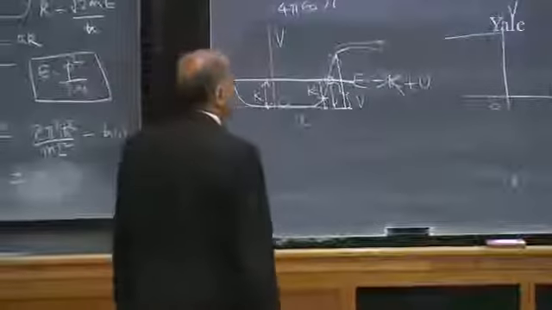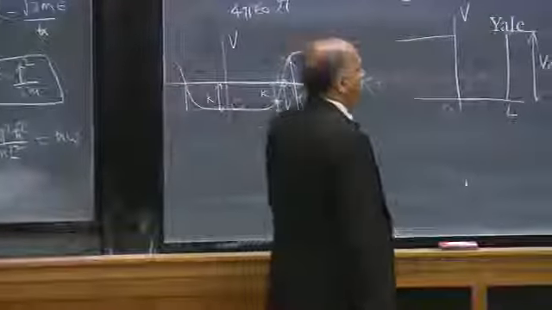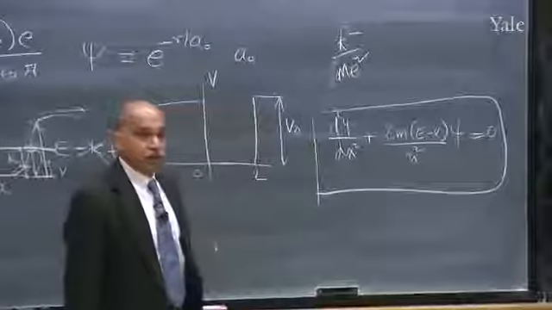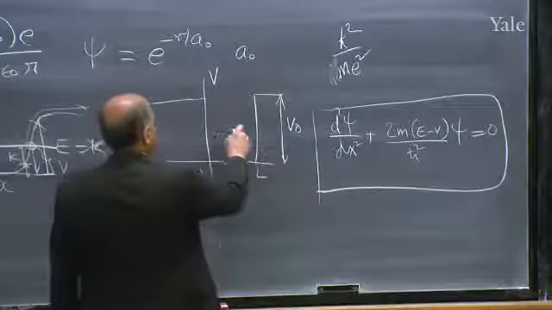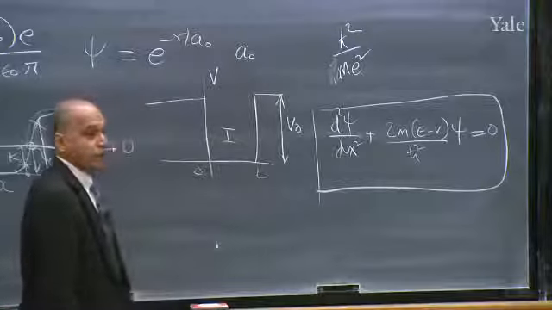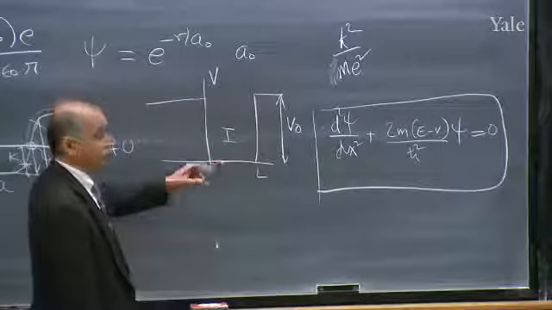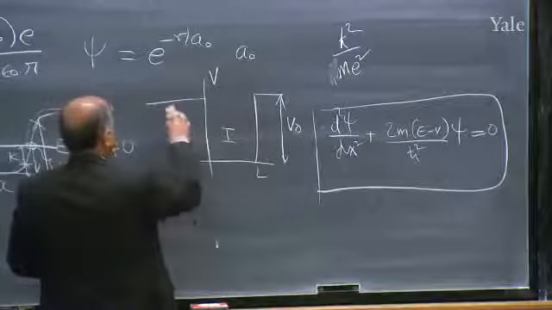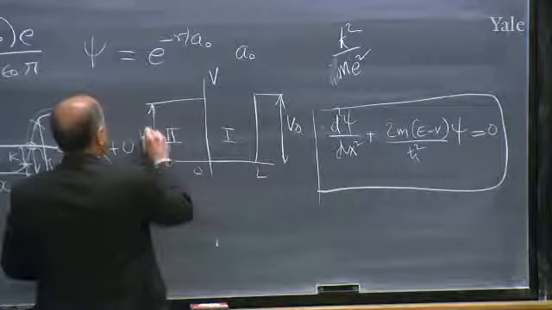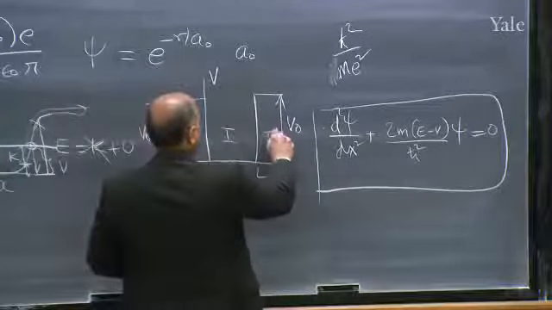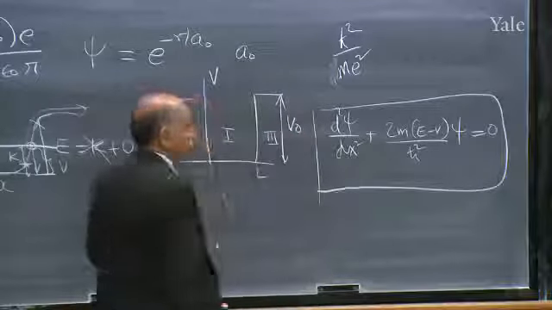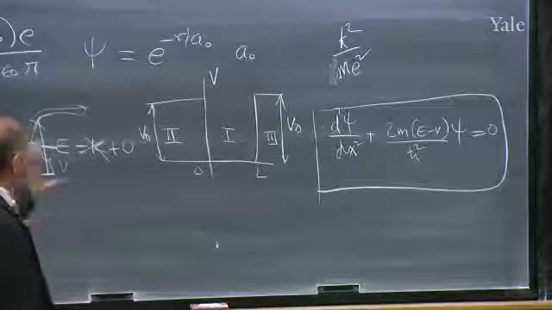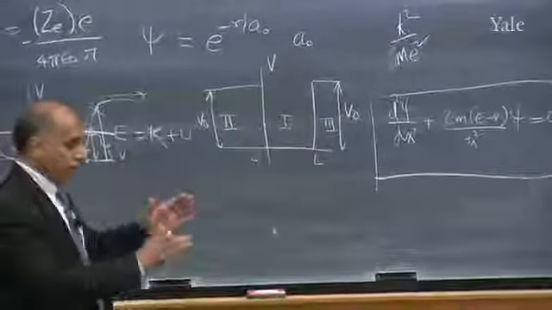So how do we solve this problem? Well, V varies with position. So there are three regions in the problem. There's region 1 inside the well. Inside this well, V is 0. Outside this well, in region 2, it's equal to V naught, some constant. Likewise, in region 3, to the right of the well, it's also V naught. So we're going to solve this equation in three different regions: middle, left, and right.